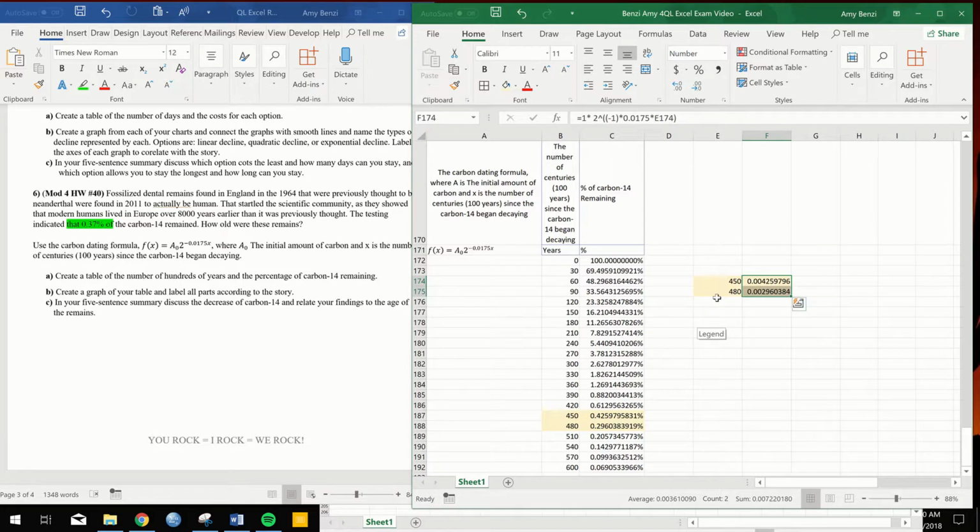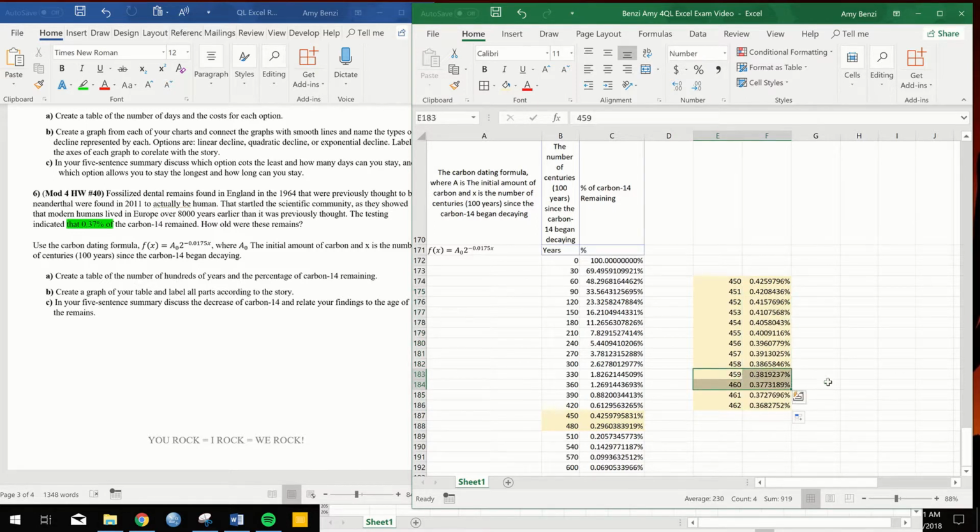All right, so I need to get to 37, right? And 37 is somewhere 0.37%. And the reason that moved is because those are no longer in percent. So I need to put them in percents. So 0.37% is somewhere in between there. So I'm going to change this to 451. Select these two. And look, I found it. It's somewhere between 459 and 460. Do you guys see that?